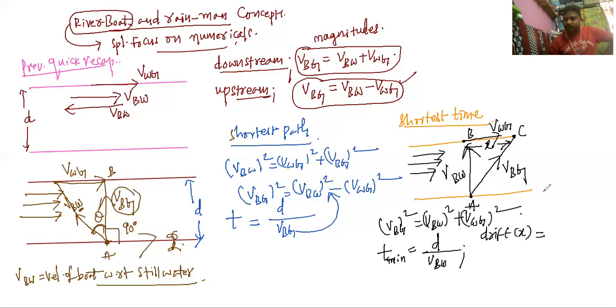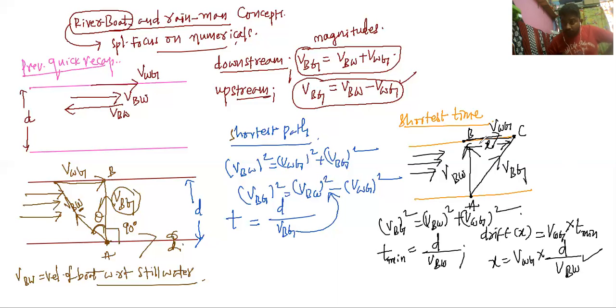Okay, so now here comes another important topic, the drift. So drift is equal to x. Because of the flow of water there is some drift here. The drift is equal to speed into time. What is the speed in the direction of the drift? So V_WG into time. So what is the time here? That is the minimum time, called the shortest time. So the drift x is equal to V_WG into T minimum, which is d by V_BW. That's it, right?